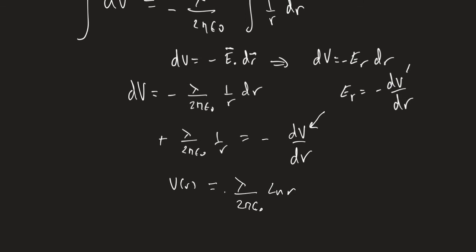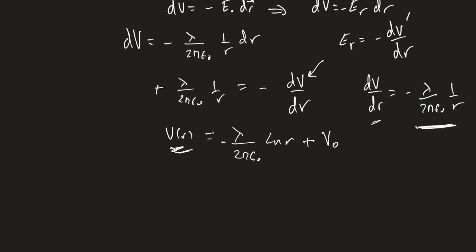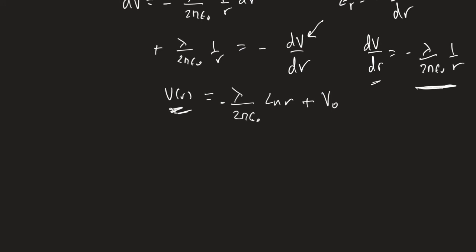But I need to put the minus sign, because the derivative of V with respect to r is equal to minus lambda divided by 2 pi epsilon 0, times 1 divided by r. So if I take the derivative, you can derive this function and you will obtain this, plus V0. This is a constant, so V of r will be like this.